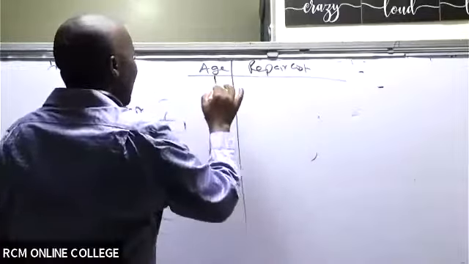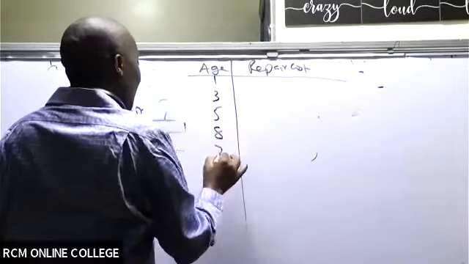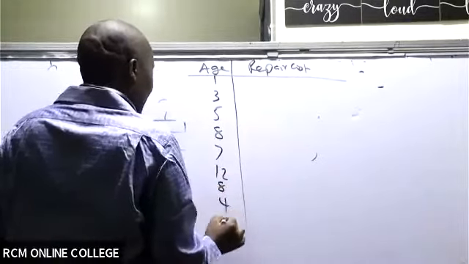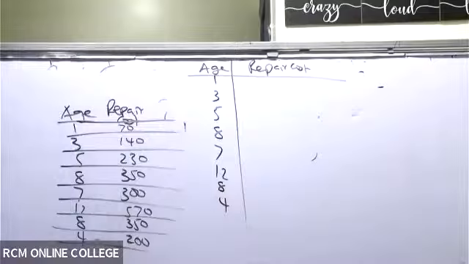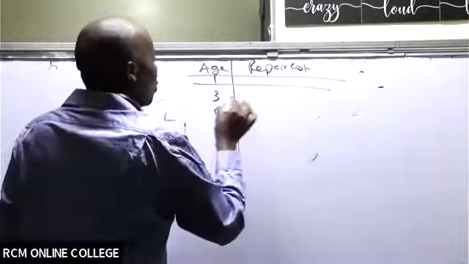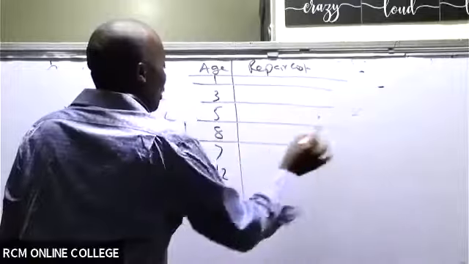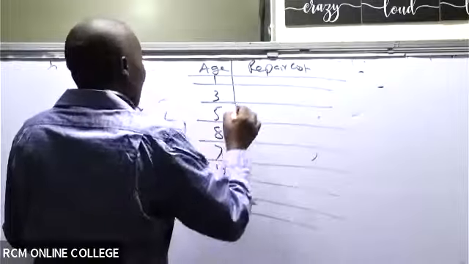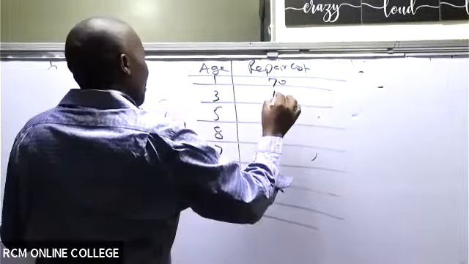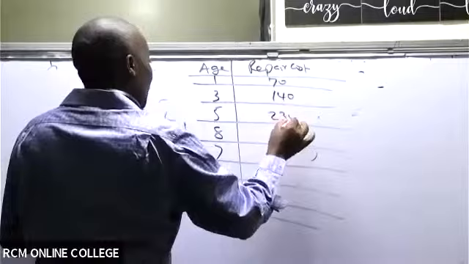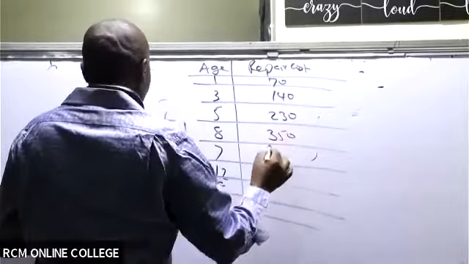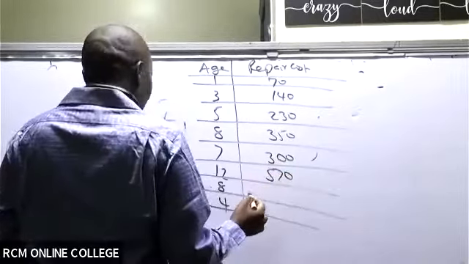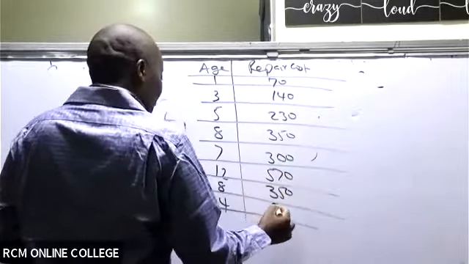So we have here 1, 3, 5, 8, 7, 12, 8, 4, 8, 4, 8, 4 like that. And then of course we have now the corresponding repair costs. What do we have here? The corresponding repair cost, I have 70, 140, 230, 350, 300. Then we have 570. Then we have 350. Then last we have 200.